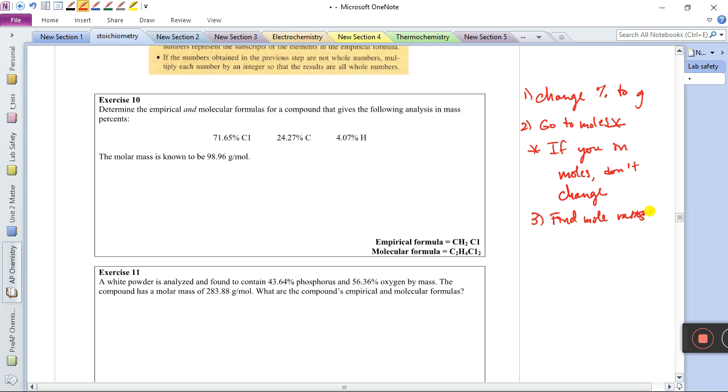All right, so let's start here. So if we've got 71.65% chlorine, that's now going to be what? What was our first step? So we just put a g instead of the percent. Because again, if we had 100 grams of the substance, we would have 71.65 grams of chlorine, so it works. All right, and then we need to go to moles.